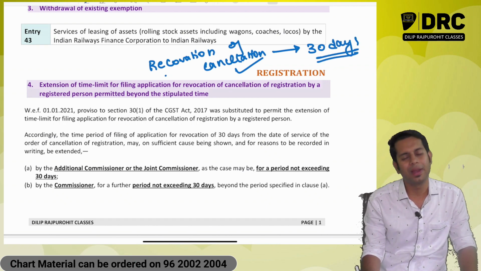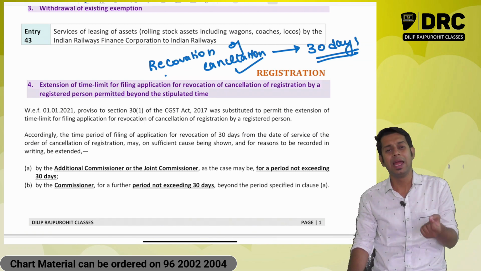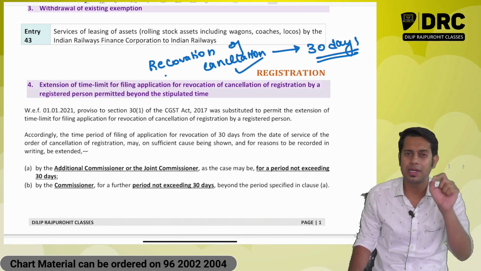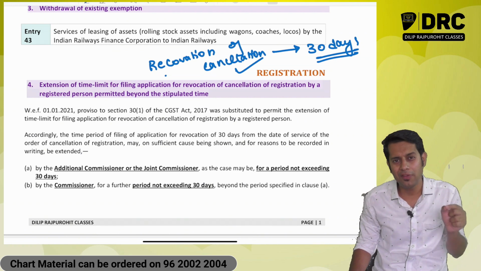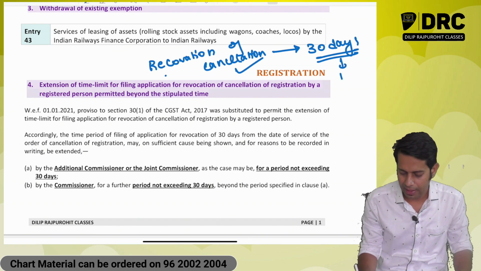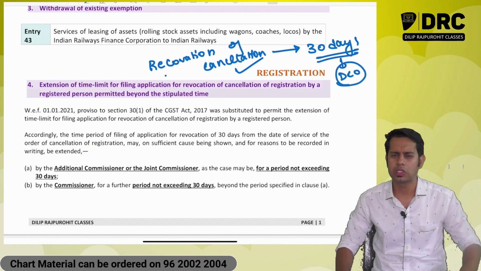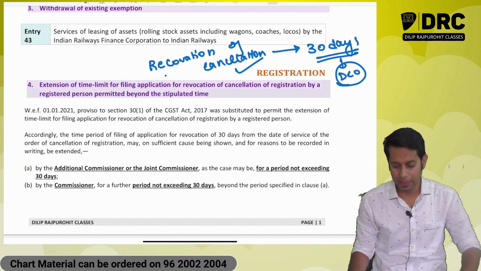Within how many days should I apply for revocation? Section 30 talks about revocation of cancellation. If your registration has been cancelled by the proper officer, then you can apply for revocation of cancellation within 30 days of the date of the cancellation order.